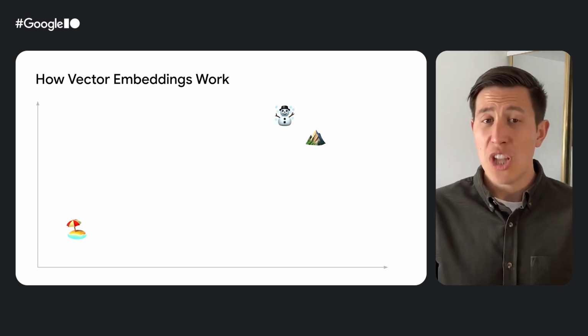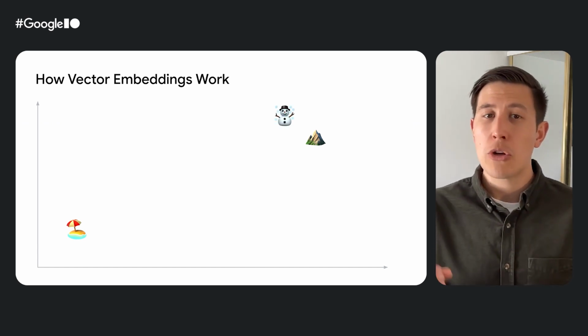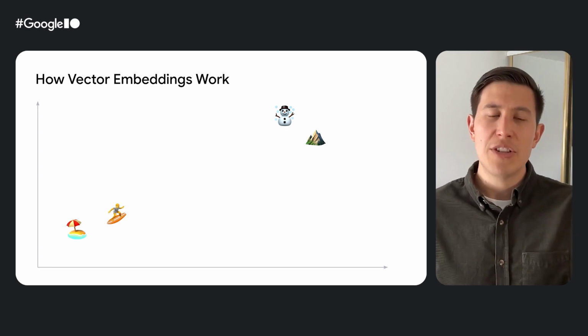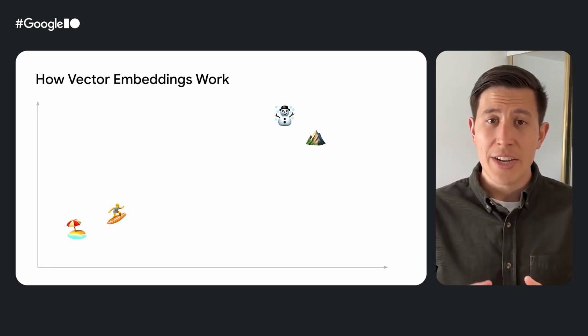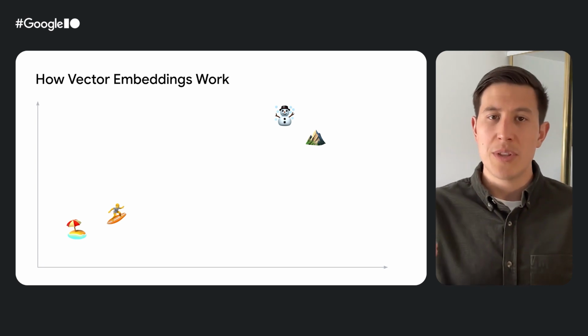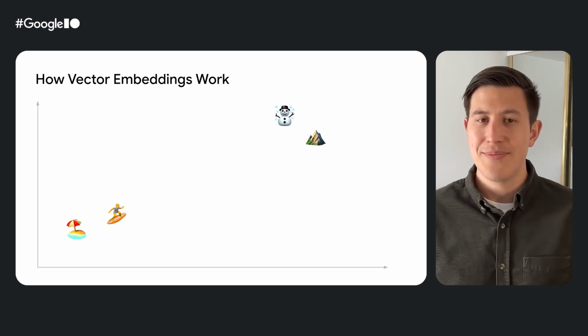If I search for snow activities, the embedding will fall closer to the mountain, so the search will return the data in my database associated with the mountain. If I search for surfing, the AI knows that surfing is related to the beach, so it will return the data associated with the beach embedding from my database.